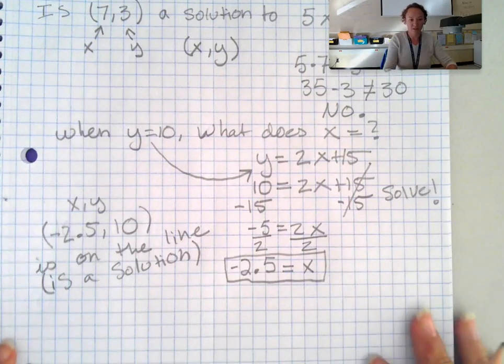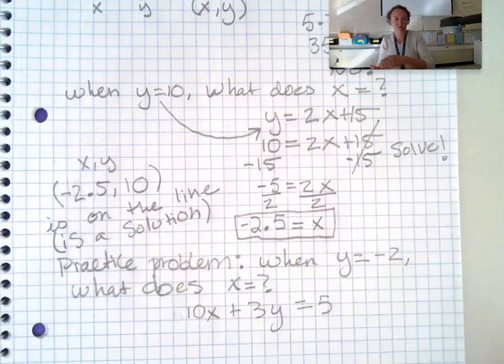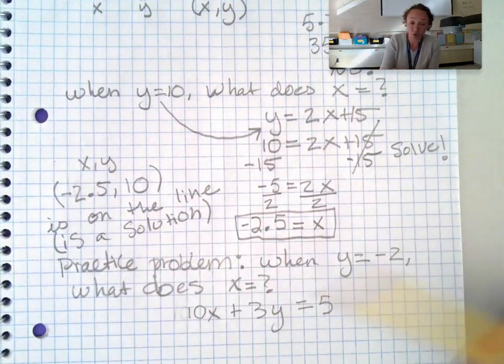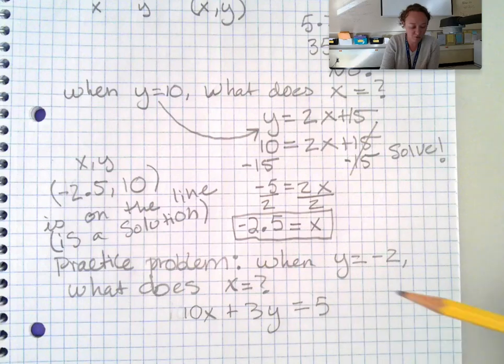Let's go ahead and do a practice problem. All right. So new equation, we have 10x plus 3y equals 5. My question for you is, when y equals -2, what does x equal? Give it a shot. Good luck.